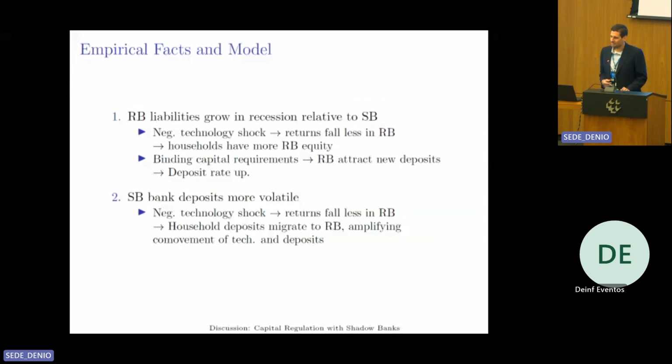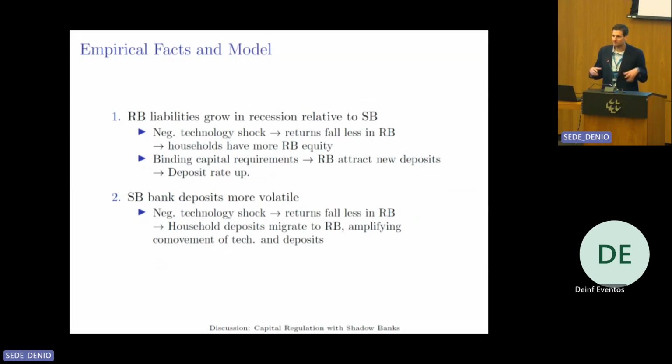Just to go through the basic mechanism here: the empirical facts are that the liabilities of these regulated banks grow in recessions relative to the shadow banks. That means a negative technology shock leads to returns falling less in the regulated banks, and so equity migrates over to the regulated banks. But then there are binding capital requirements. The regulated banks want to attract these new deposits, and they attract them through households' preferences for liquidity of these shadow and regulated banks. They're not perfect substitutes, and so the bank has to entice households to make more deposits.